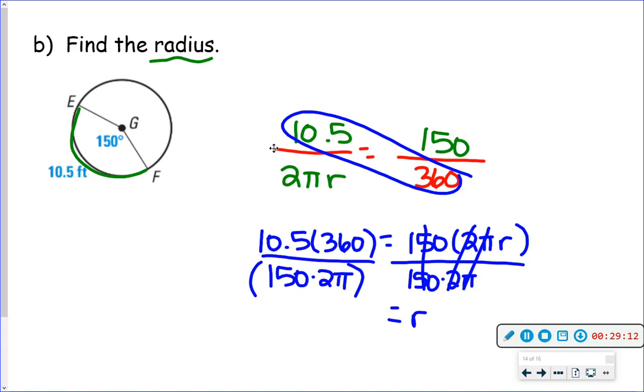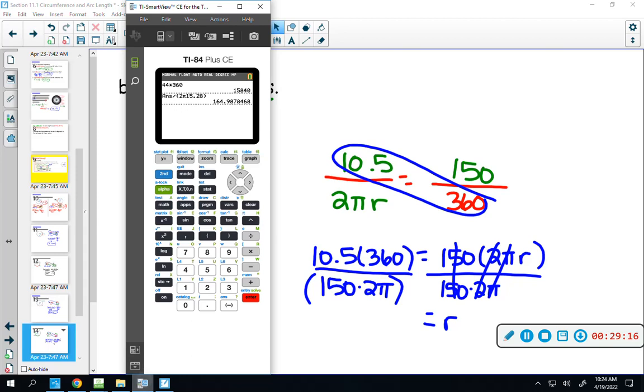Can you do that in the calculator? Yep, I was just going to ask, do we need to punch that guy in? So I'm going to do the 10.5 times 360 first. 360, got it. So there's the numerator. Then I'm going to do divided by and throw my parentheses on this. Now, 150 times 2, I can't say as I'd really type that in because really, what's 150 times 2? So I'm going to put 300 pi.